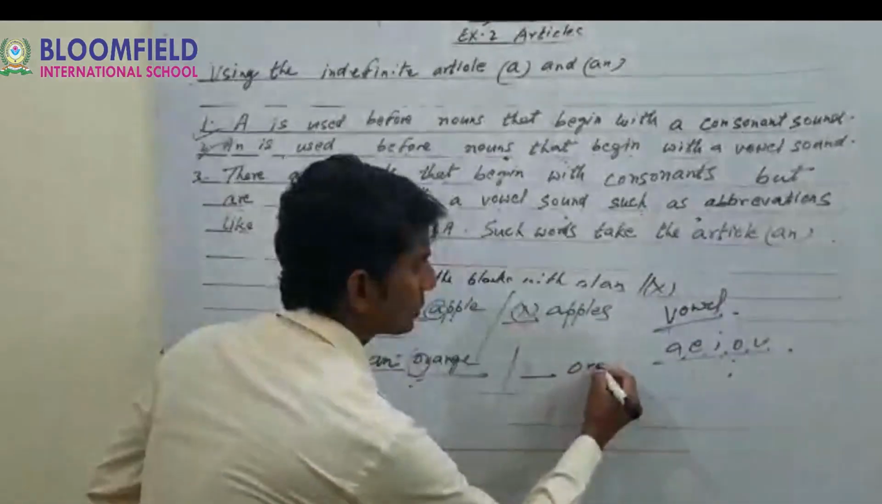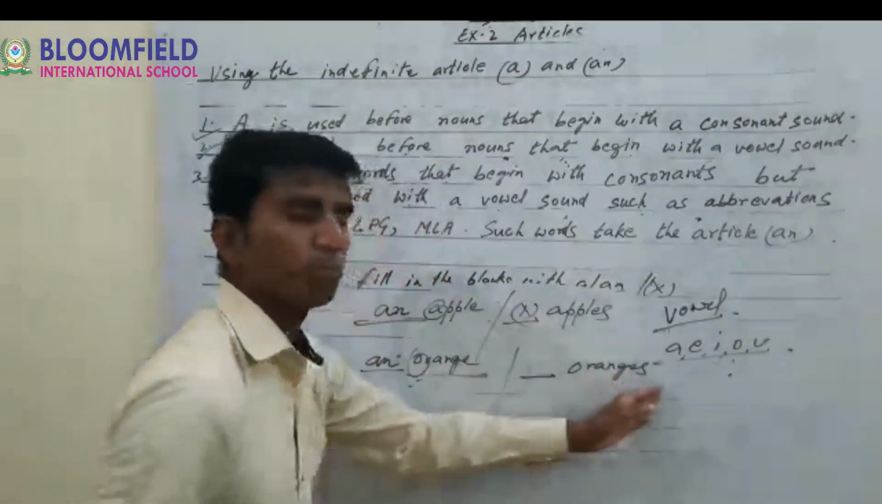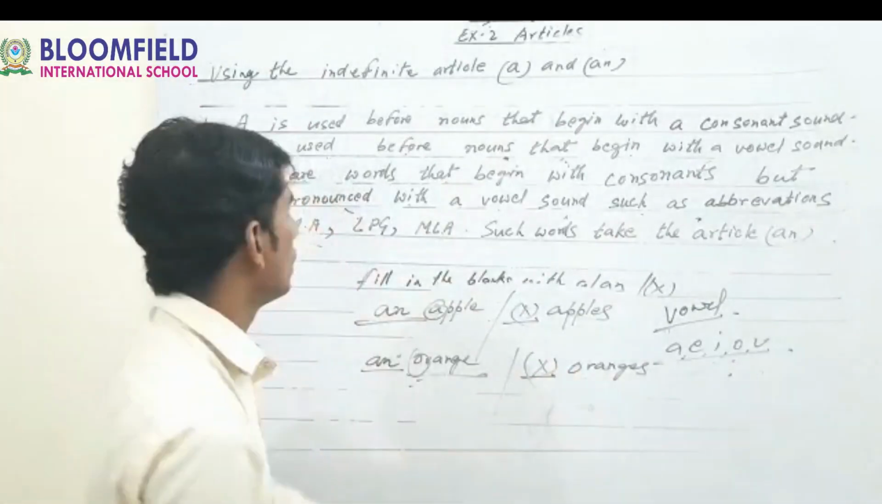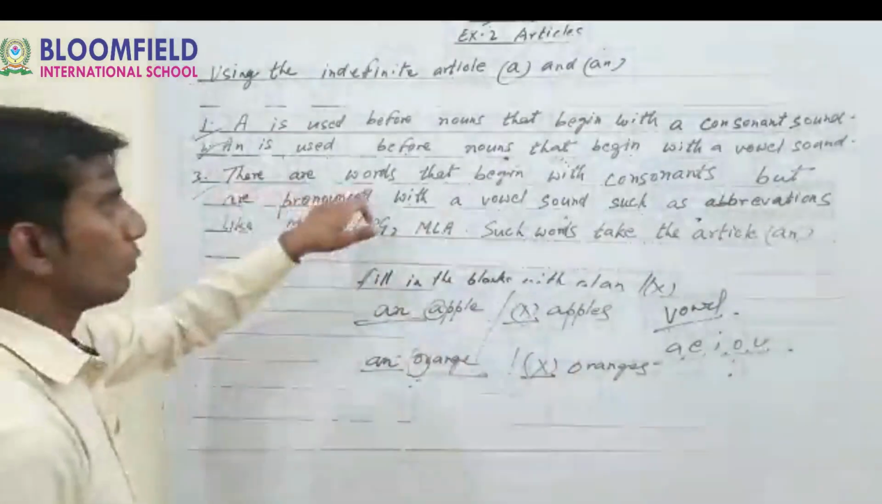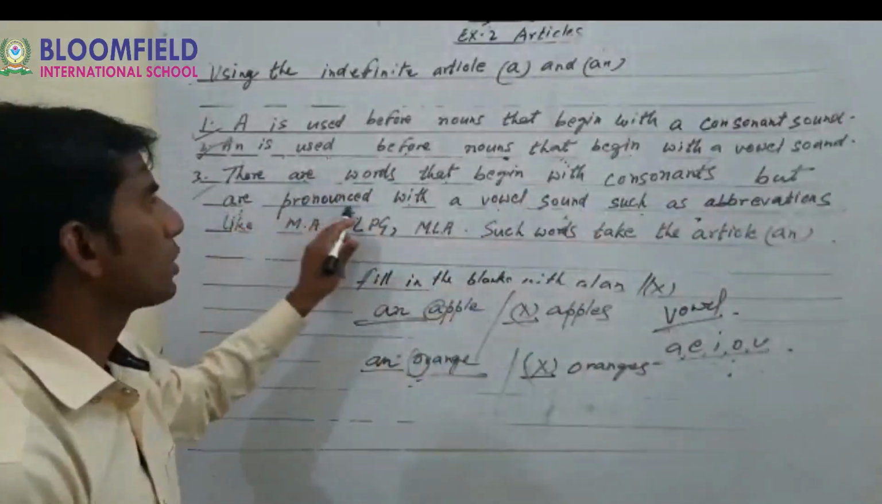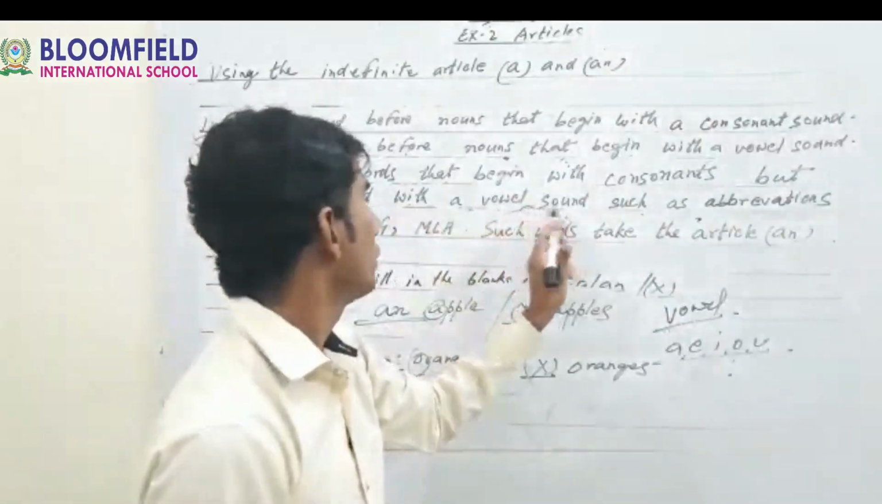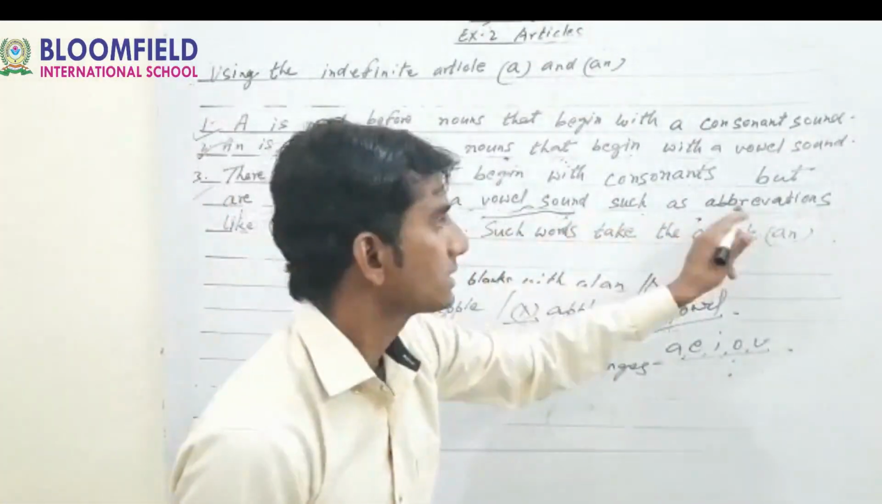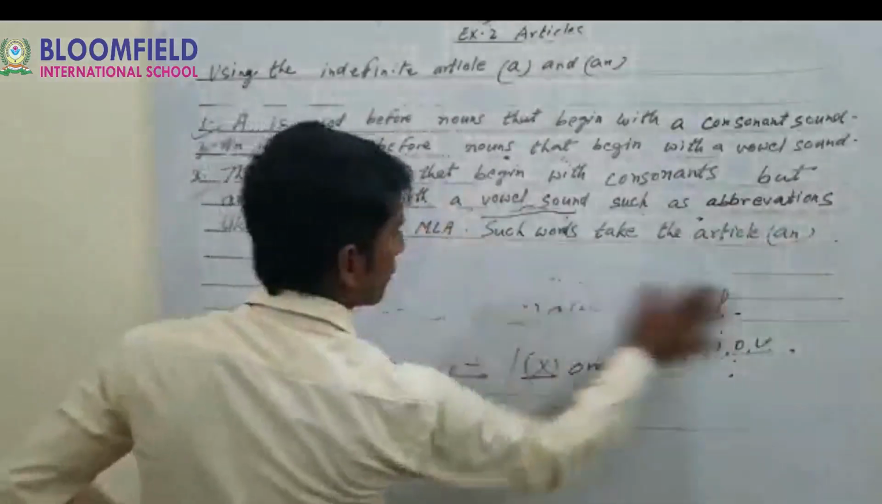Suppose, orange, plural, strike it off, finished. Okay, next, there are words that begin with a consonant but are pronounced with a vowel sound, such as abbreviations. There are some abbreviations, guys.